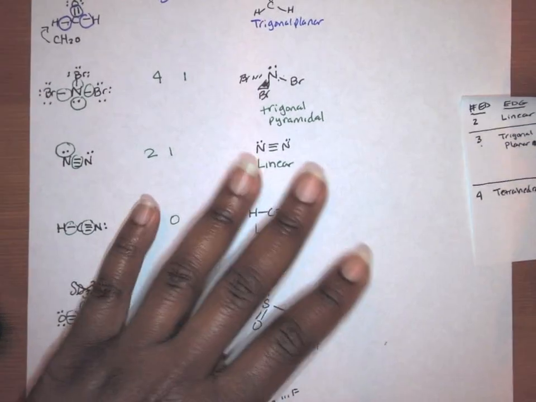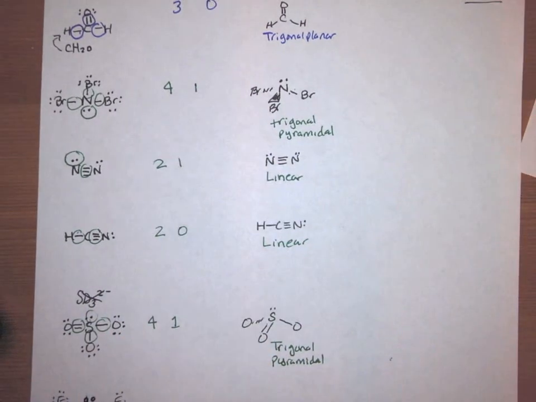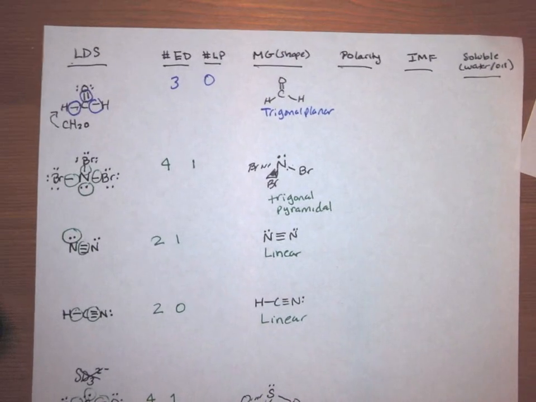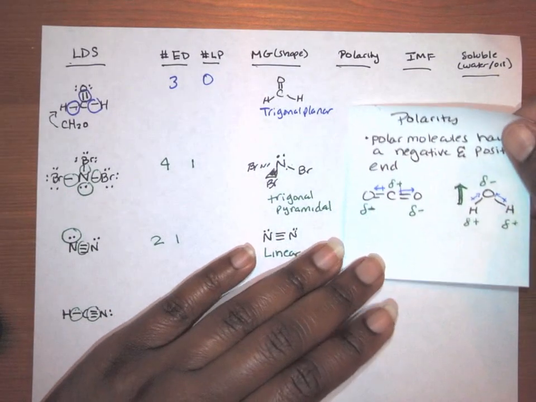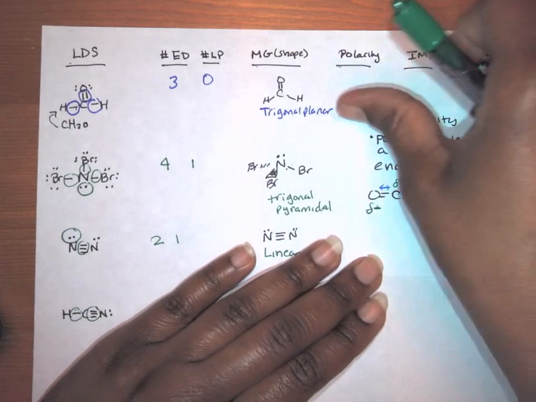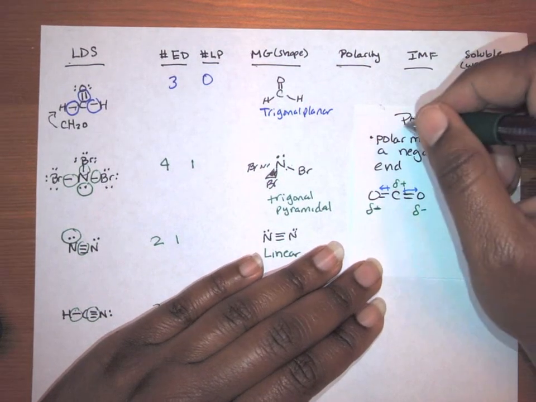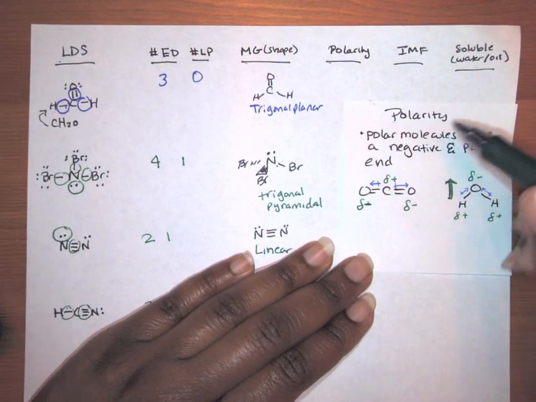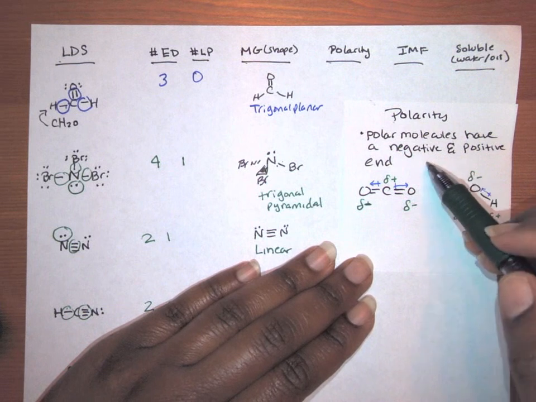Once you have the shape of the molecule, you can then use that to predict the polarity. So let's talk about what polarity is. Polarity refers to whether a molecule is polar or non-polar. And polar molecules have a negative and positive end.